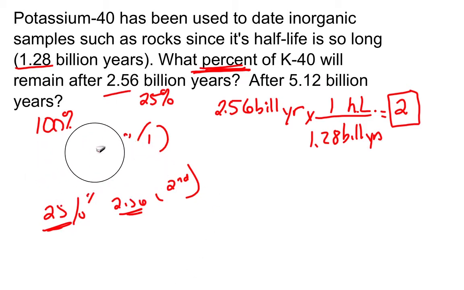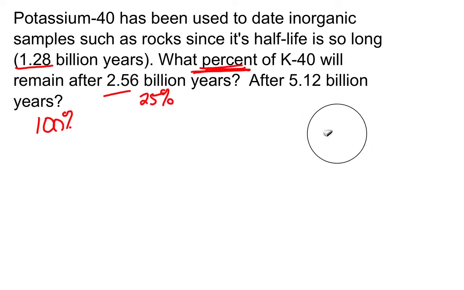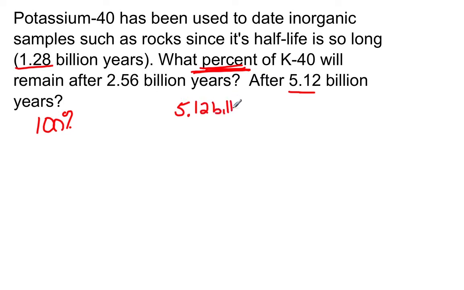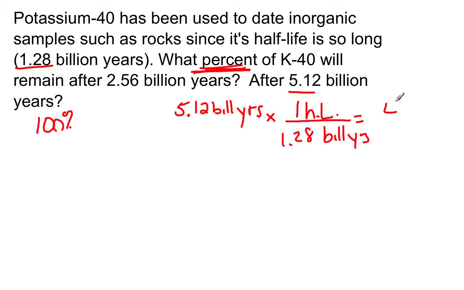Now, let's erase this and let's do the second problem. The second problem says, how much after 5.12 billion years? Well, I don't know how many half-lives that is, so I'm going to do a quick dimensional analysis problem. 5.12 billion years. Put billion years down here. I'm going to put half-life on top. I know one half-life is 1.28 billion years for potassium. 5.12 times 1 divided by that is 4. So now I know I need to cut this in half 4 times. 1, 2, 3, 4.